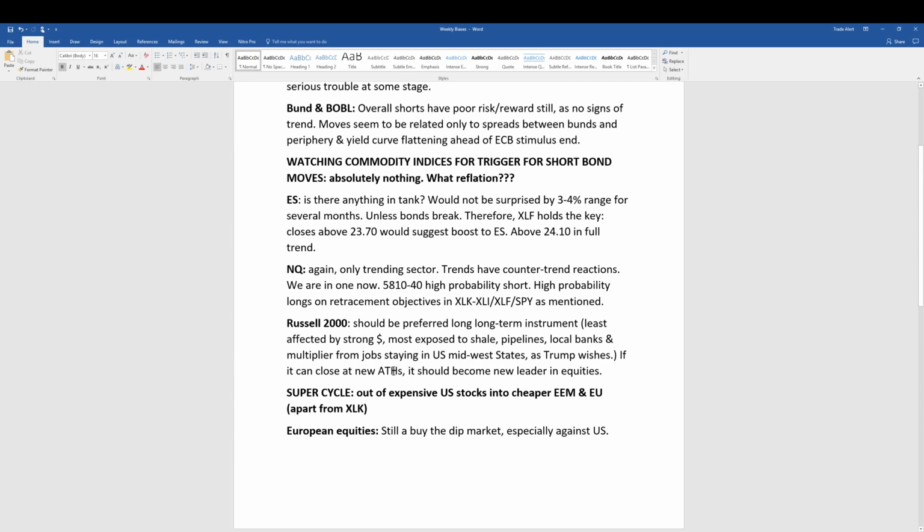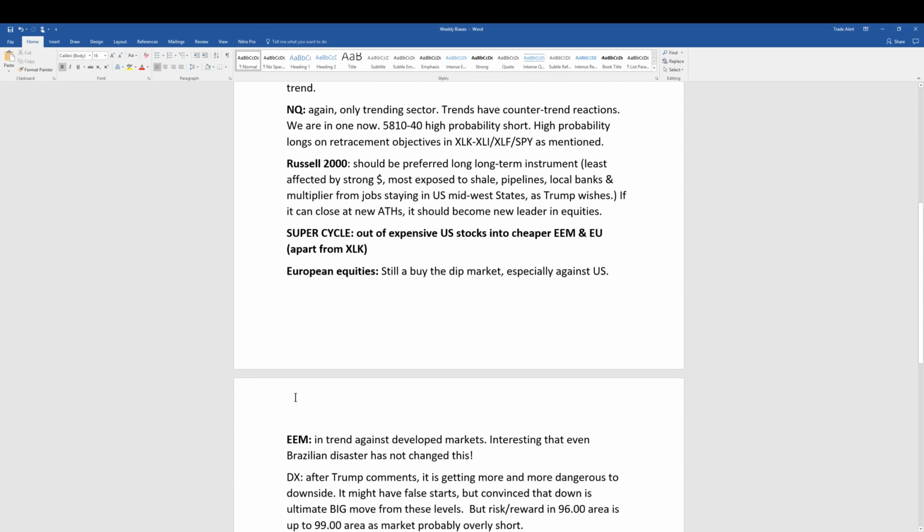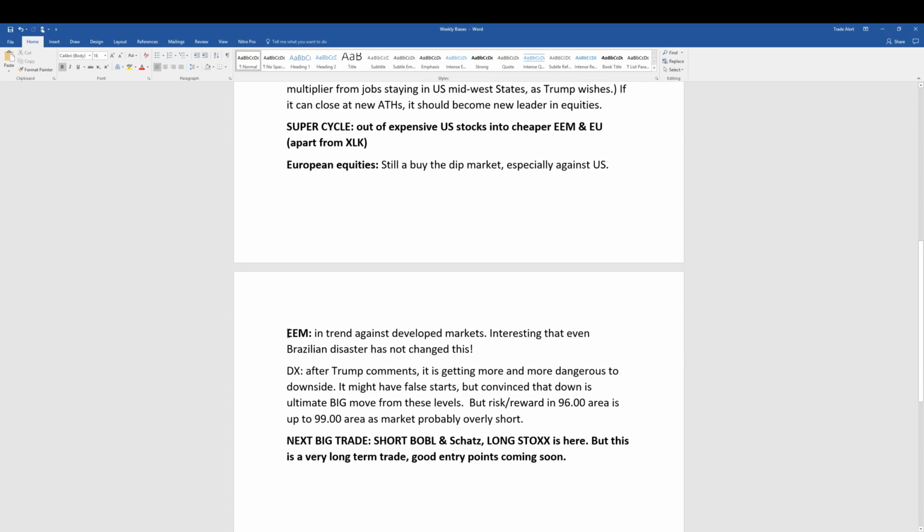Russell 2000 should be your preferred sector now. It closed at new all-time highs as we suggested it would, so any dips in Russell 2000 are now outright buys, and certainly against other contracts. European equities, we still think it's buy a dip. EM, we still think it's buy a dip. And the dollar, as we showed you, we think will now rally up towards the 99 area, where it becomes a high probability short.